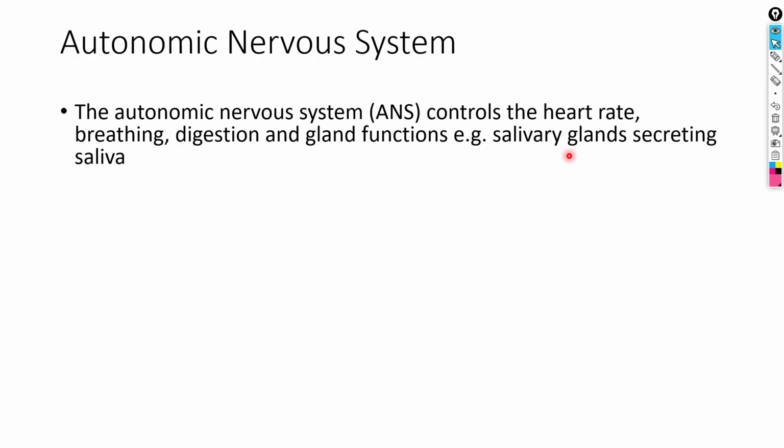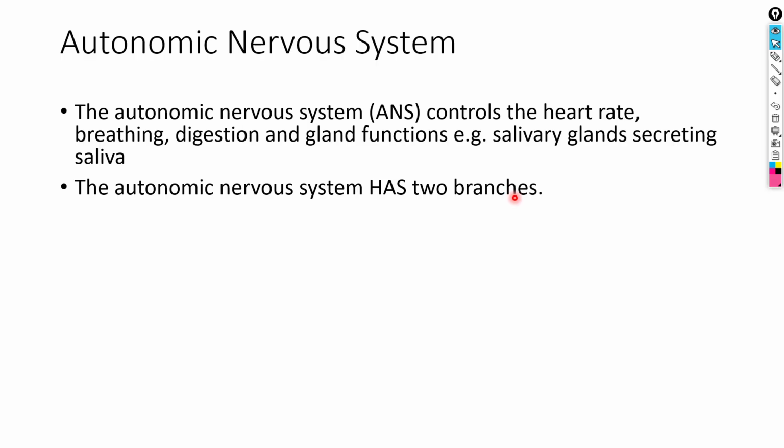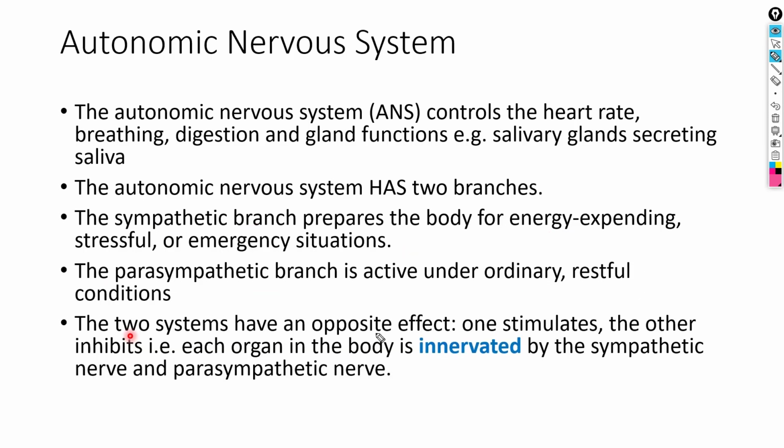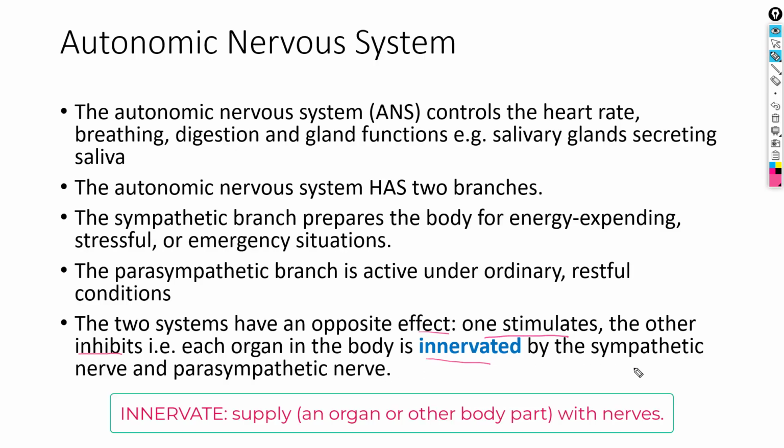The autonomic nervous system has two branches. These are the sympathetic branch and the parasympathetic branch. The sympathetic branch prepares the body for energy-expending, stressful or emergency situations. The parasympathetic branch is active under ordinary, restful conditions. These two systems have opposite effects. One stimulates, the other inhibits. Each organ in the body is innervated by the sympathetic nerve and the parasympathetic nerve.